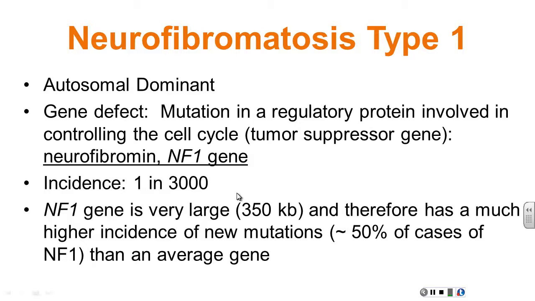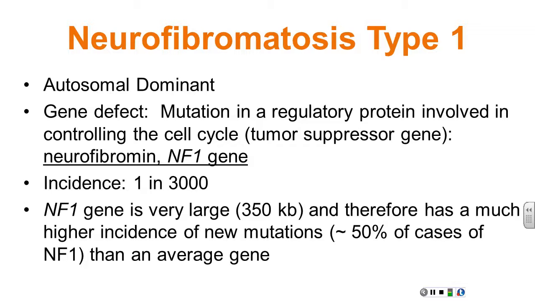So this is a protein that would normally be involved in controlling the cell cycle. It's also something that would be considered a tumor suppressor gene. So you can start to imagine, if I have a defect in the tumor suppressor gene, what's actually going to end up happening? The incidence of this is 1 in 3,000.